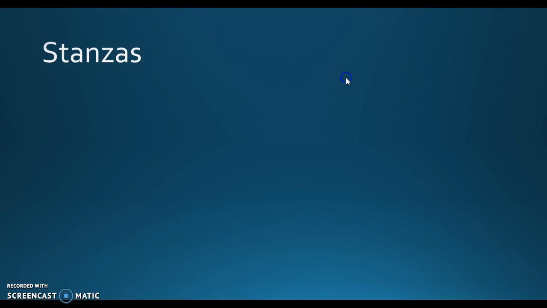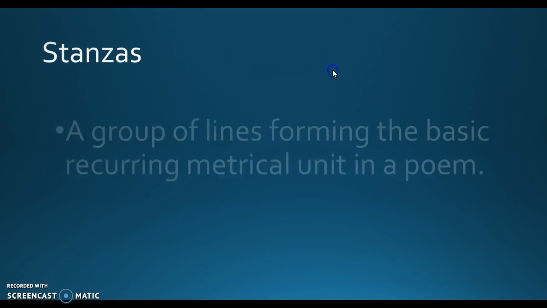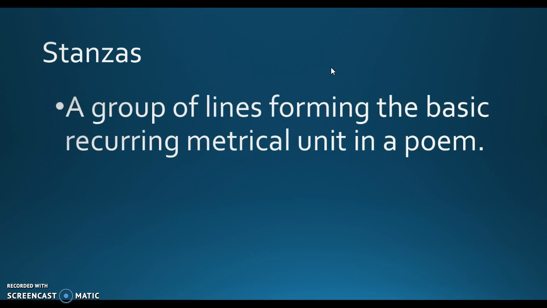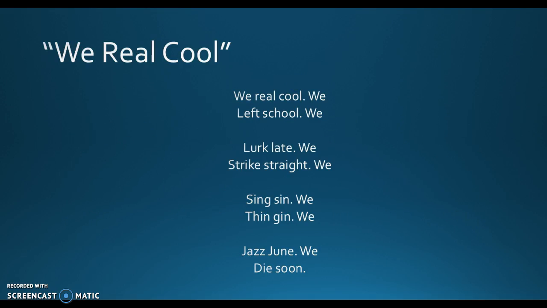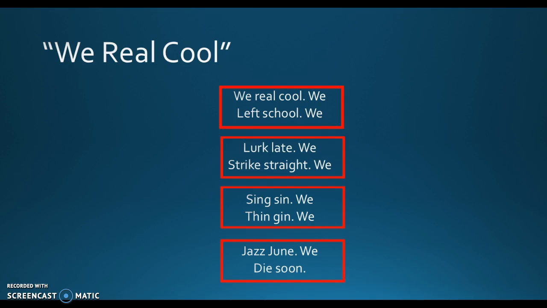Okay, moving on. Stanzas. Stanzas are a group of lines forming a basic recurring metric unit of a poem. What does that mean? Well, stanzas can be any number of lines, not just 2, 3, or 4. Let's go back to We Real Cool. That's the poem you were supposed to read before you started watching this. We Real Cool is broken up into 4 stanzas, and these stanzas are right here. See, these are stanzas.